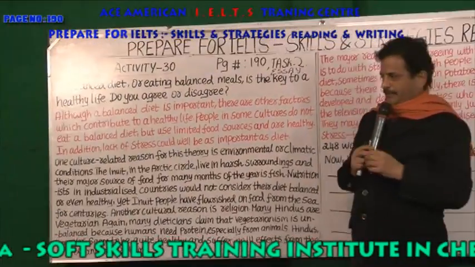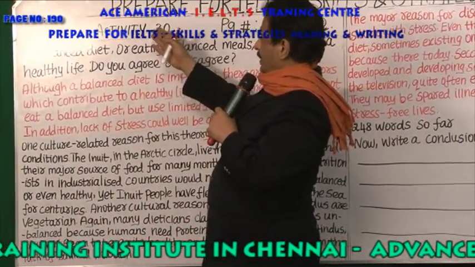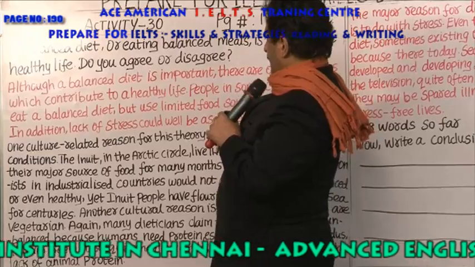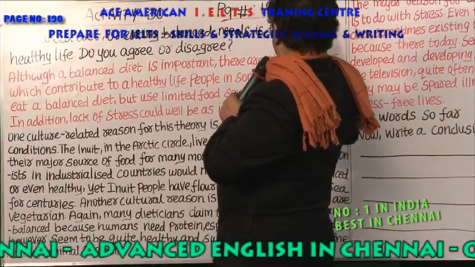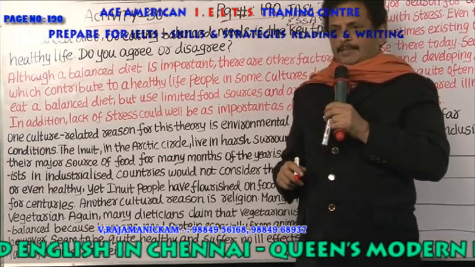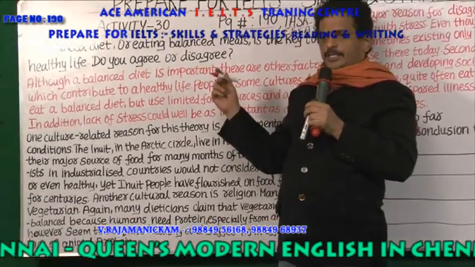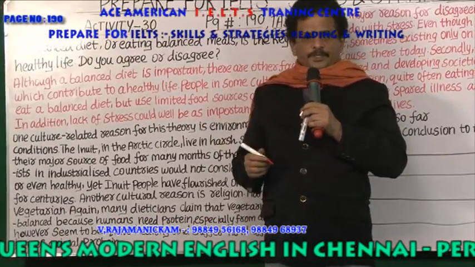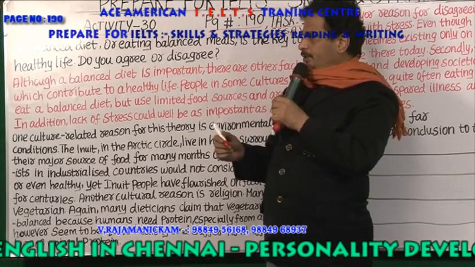Now we have come here for the writing task. Activity 30 on page number 190. This is for Task 2, the essay. In IELTS, Task 1 varies for academic and general. Of course, for Task 2, it is almost always an essay form of writing that you have to write.